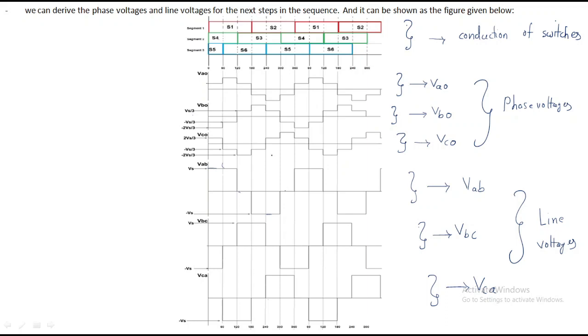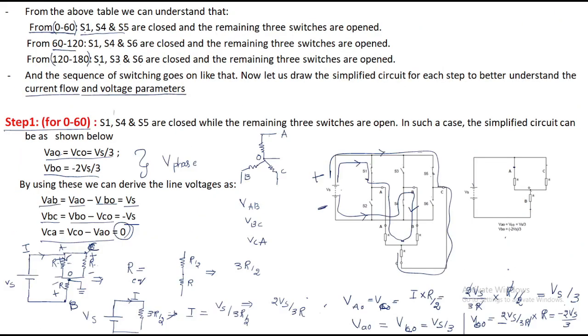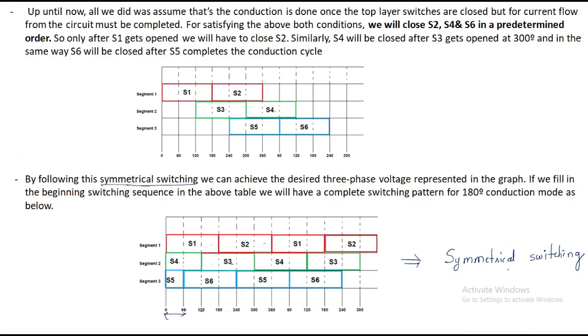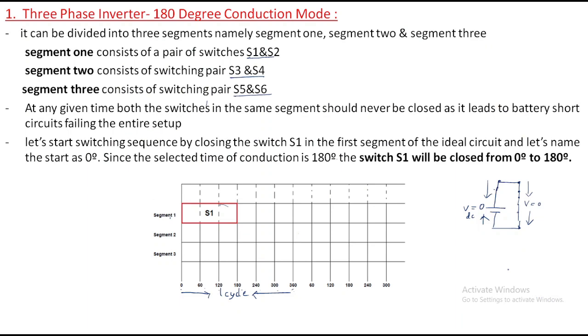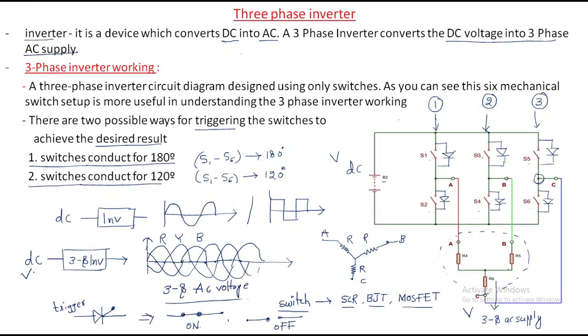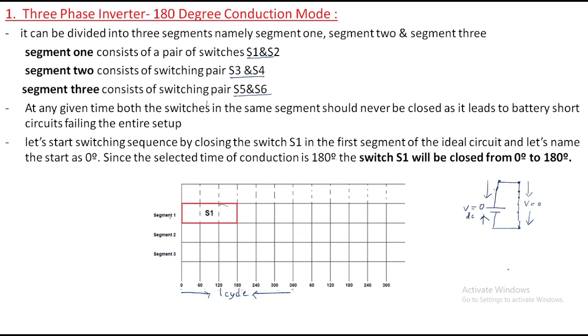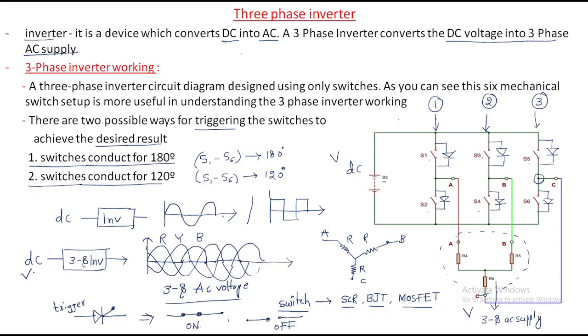So this is the procedure. We are initially giving DC power, but finally we will get AC phase voltages and AC line voltages. Okay, this is the procedure to understand the three-phase inverter in 180 degrees conduction mode. Just remember that each and every switch is conducted for 180 degrees. By that we will get these waveforms. Okay, this is about the three-phase inverter. Thank you.